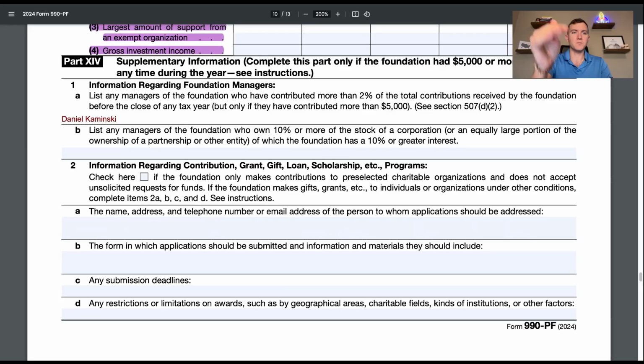This does not create a running list. However, you do need to keep a running list as to who are substantial contributors because they become disqualified persons, meaning self-dealing problems come into play and all that kind of stuff. Pretty common to see that somebody made a contribution and that line 10 was not checked, or it was checked, but then they weren't included down here. And it's a quick test to see whether your return was done properly or not.